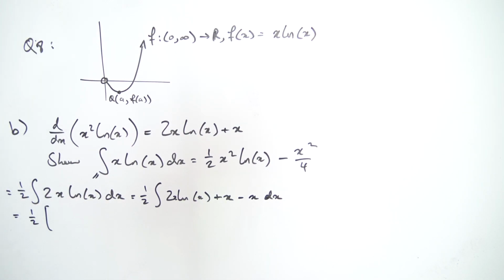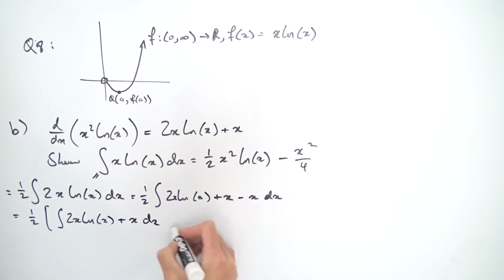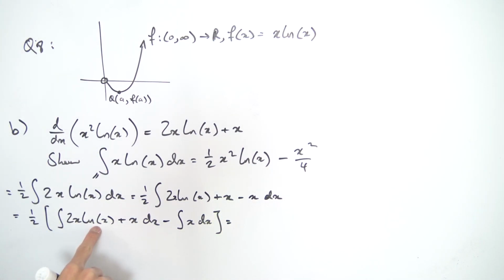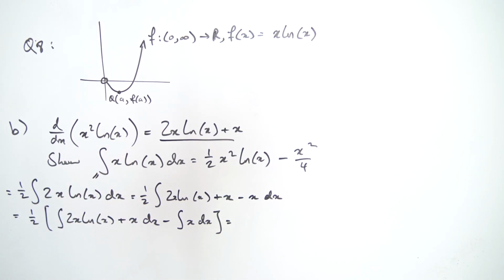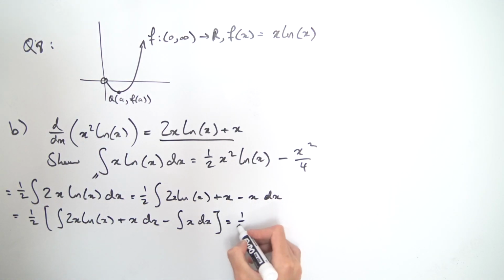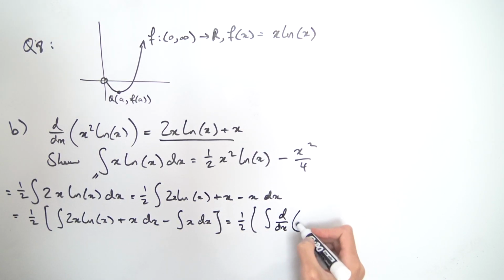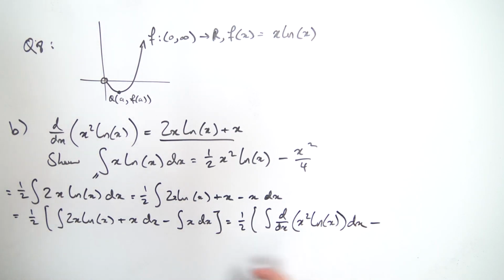Now let's use the linearity of the integral to split this integral up into 2 parts. So we have the integral of 2x natural log of x plus x dx, and now we have minus the integral of x dx. Notice that 2x natural log of x plus x is exactly this expression, which is the derivative of x squared natural log of x. So we have 1 half times the integral of the derivative of x squared natural log of x dx, and then minus the integral of x.